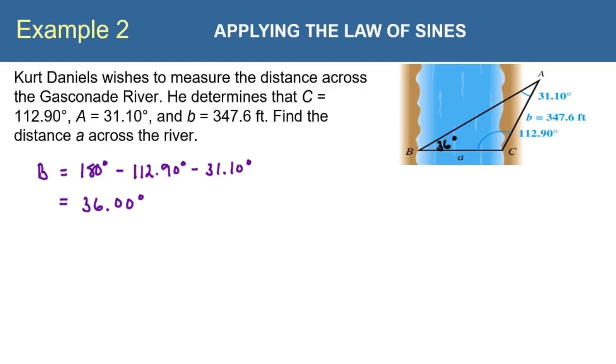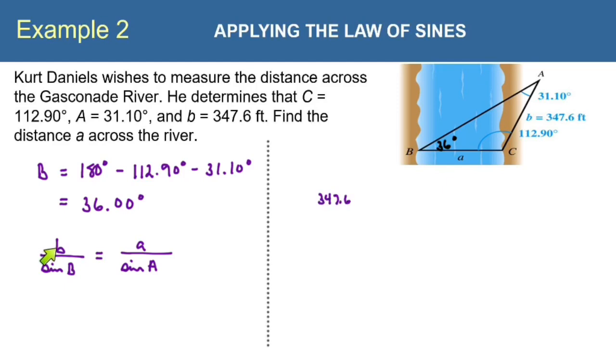And now you see that we have enough information to use the law of sines, because now we have angle B and side B, and we want to find side A, and we know a value for angle A. So now I can set up my law of sines as B over the sine of B equals A over the sine of angle A, and let's fill in our known values.